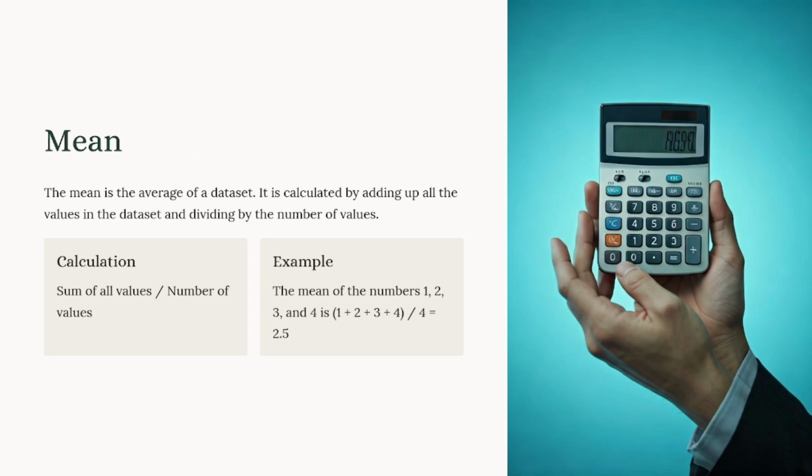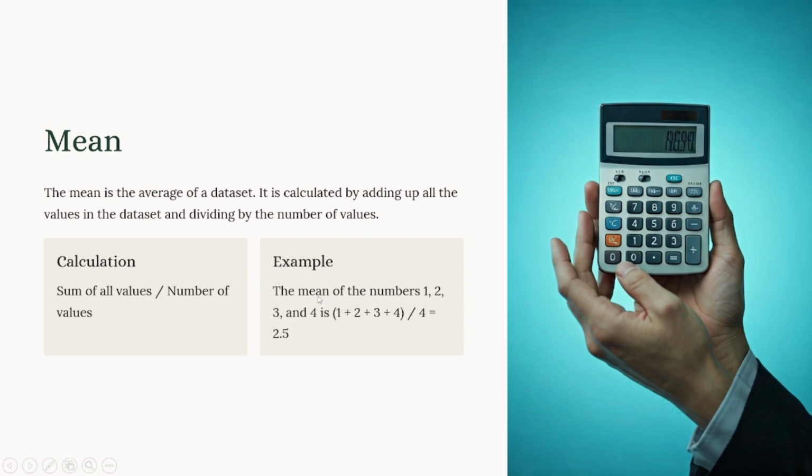So we'll first see what is mean. As per the definition, mean is the average of a data set. It is calculated by adding up all the values in the data set and dividing by the total number of values. You can see here the formula of mean. It shows the sum of all values divided by the total number of values.